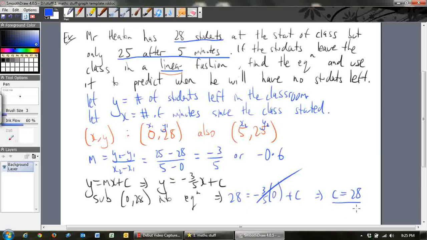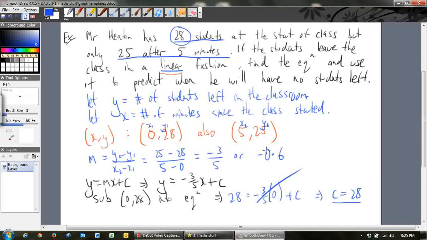Now, I just want to show you something. We just got that the y-intercept is equal to 28. Remember what the y-intercept means? The y-intercept is when x is equal to 0. What is x in our example here? X is equal to the minutes since the class started. X equal to 0 means where the class started. So our y-intercept is just the number of students when the class started. We already knew that that was equal to 28.